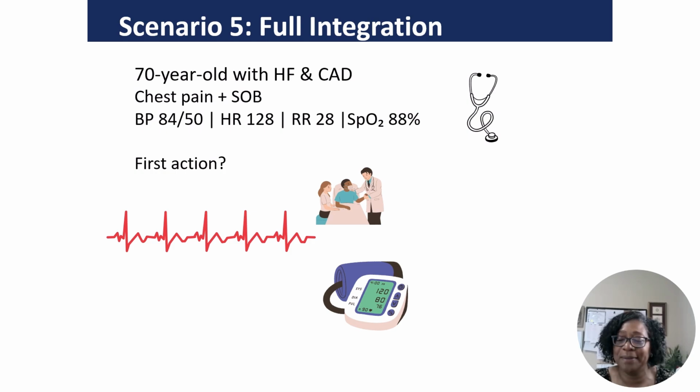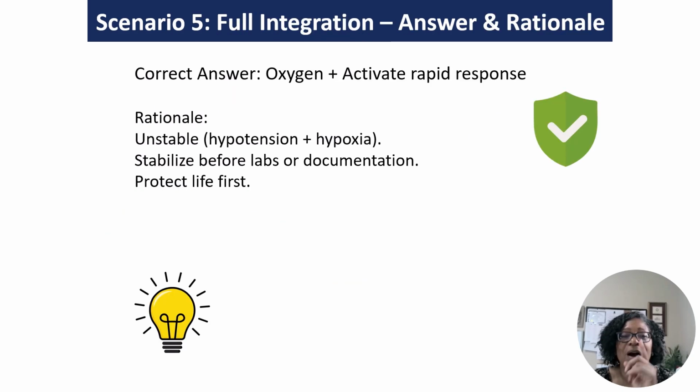This is where students panic. All right. Is the patient stable? No way. What is going to kill her first? You got that hypoxemia, that 88%. You have that hypotension, right? So what can you do? You're going to give that person some oxygen and you're going to call a rapid response.